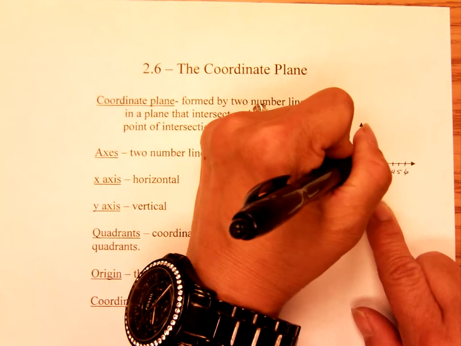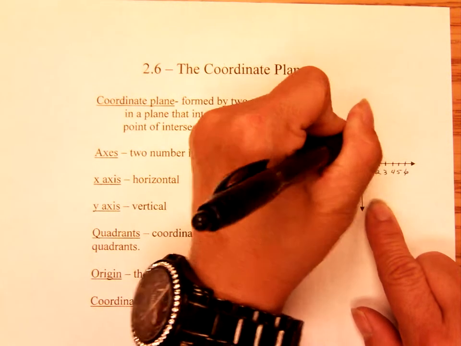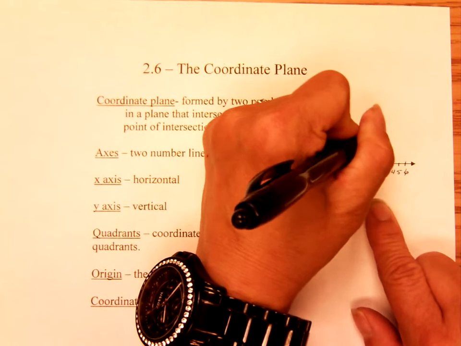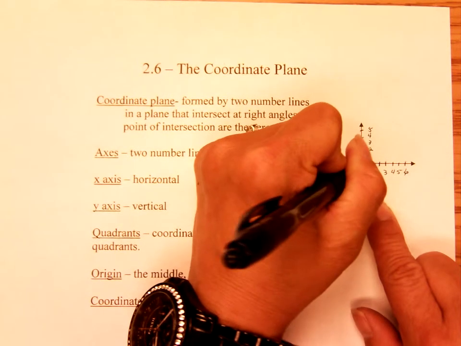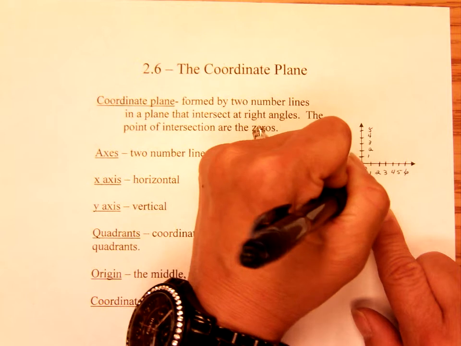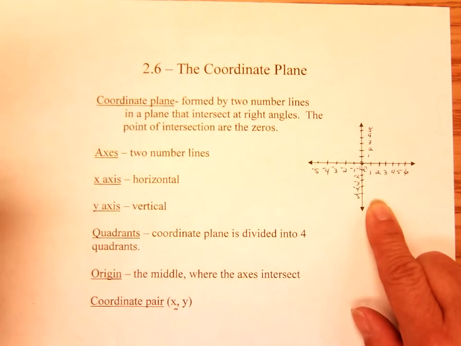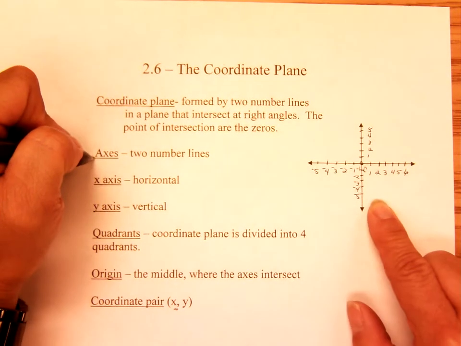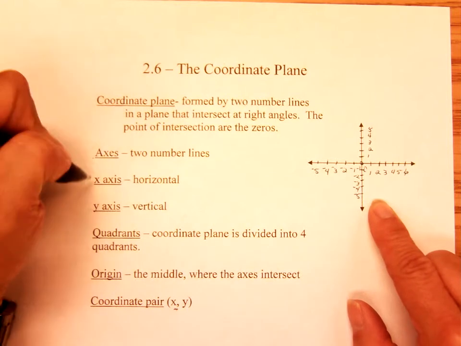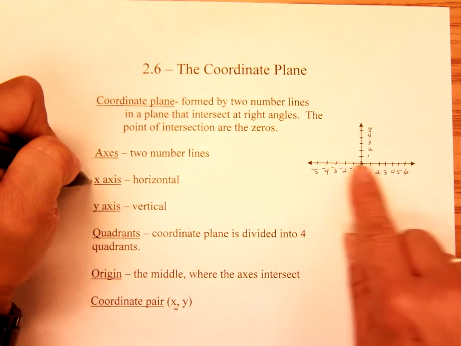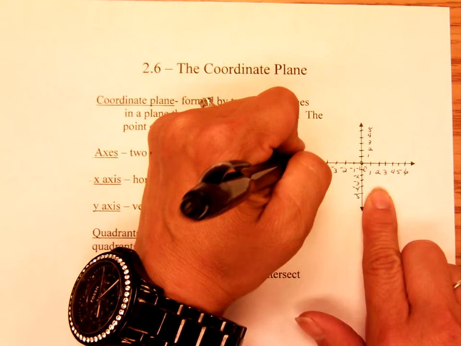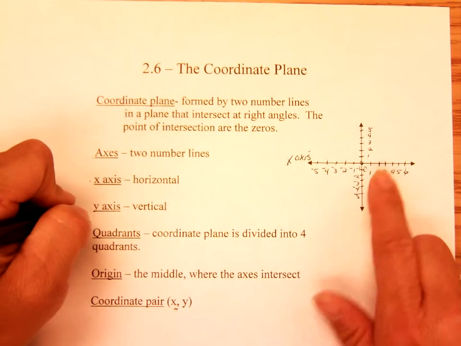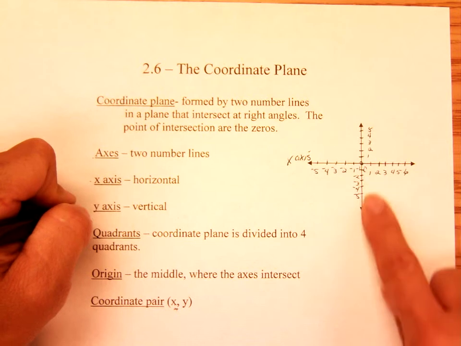And then up above, this would be positive 1, 2, 3, 4, 5. And going down would be negative: -1, -2, -3, -4, -5. An axis is a number line. Our x-axis is horizontal, so this is your x-axis. And your y-axis is vertical, so this is your y-axis.